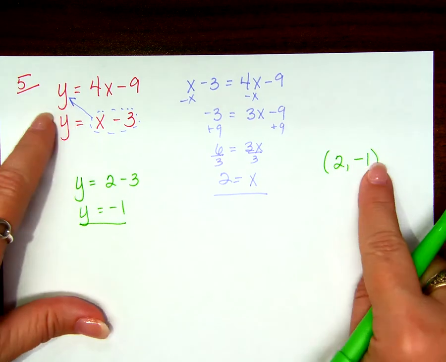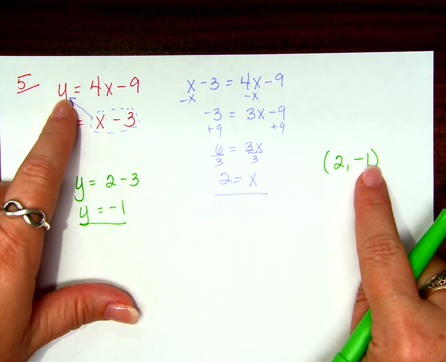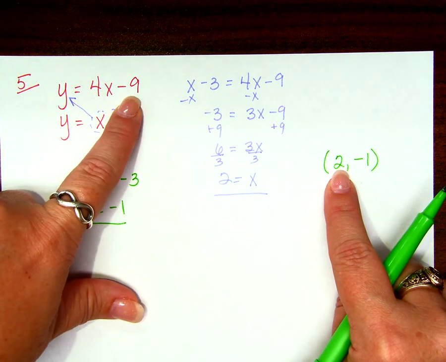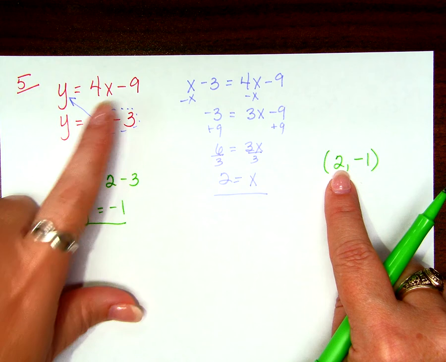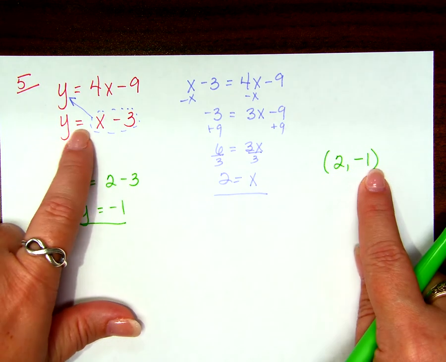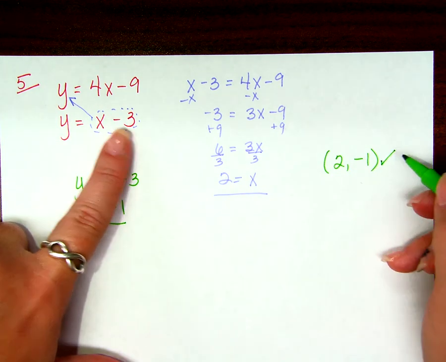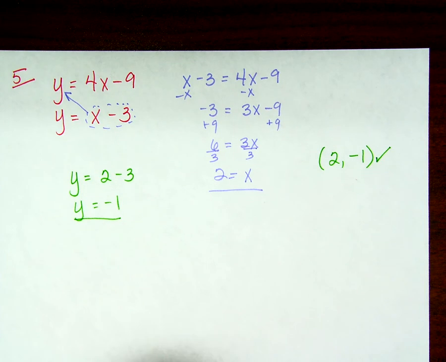Check it. Okay. Negative 1, because that's y, negative 1 equals 8 minus 9. Is that true? Okay. Negative 1 equals 2 minus 3. Am I positive now? Yes. Okay.